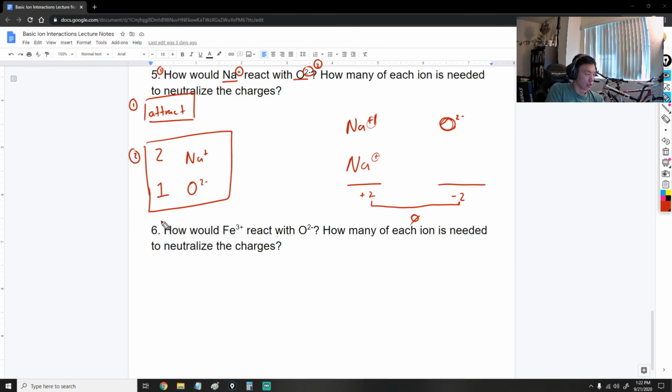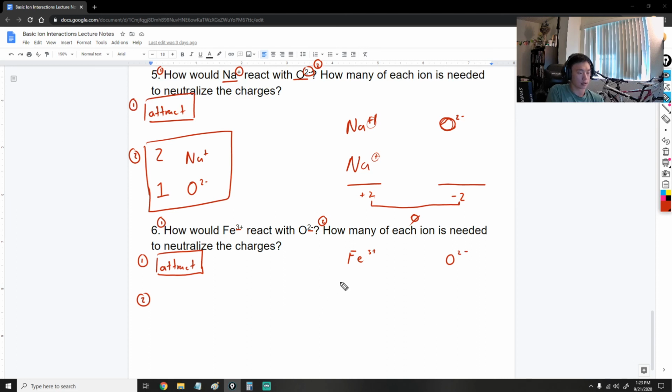All right, let's try the last example and we'll be all done. So we're going to answer both parts of the question. For the first part, how is Fe3+ going to react with O2-? Okay, one's positive, one's negative, so easy peasy. This one is going to attract. All right, second part though, how many of each do we need? So let's just take inventory. We have Fe3+ and we have O2-.